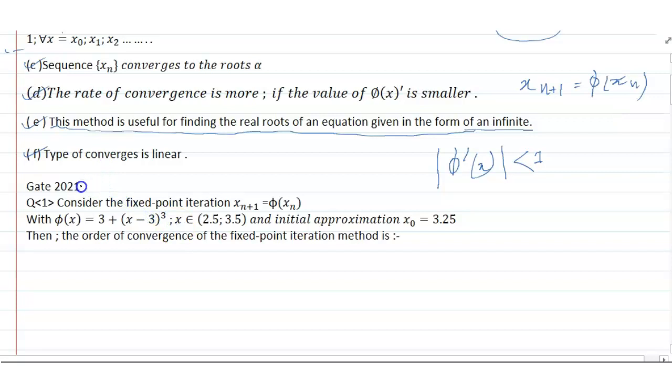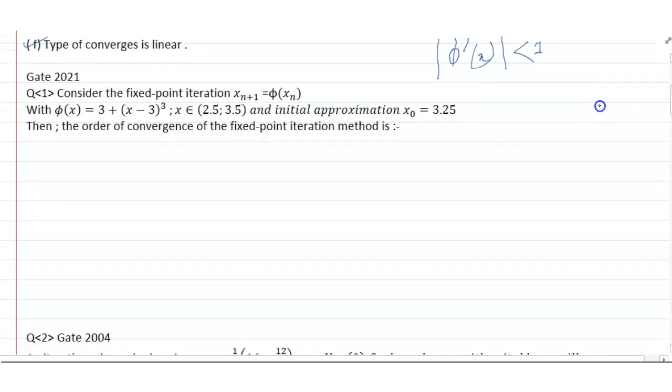GATE 2021. This problem is a very interesting problem, friends. Consider the fixed point iteration x(n+1) = φ(xn) with φ(x) = 3 + (x − 3)³, where x belongs to [2.5, 3.5], and initial approximation x0 = 3.25. Then the order of convergence of the fixed point iteration method is?